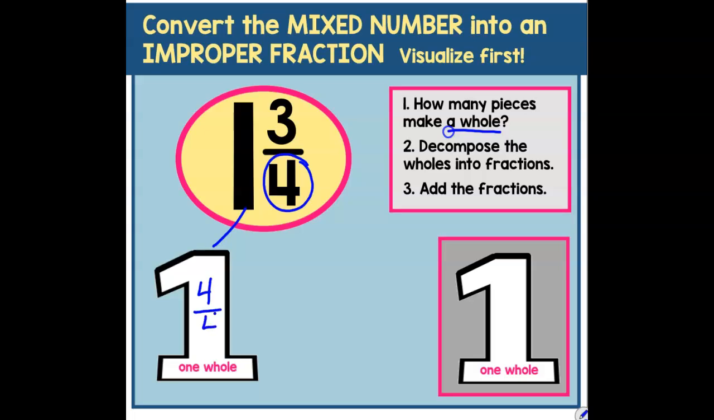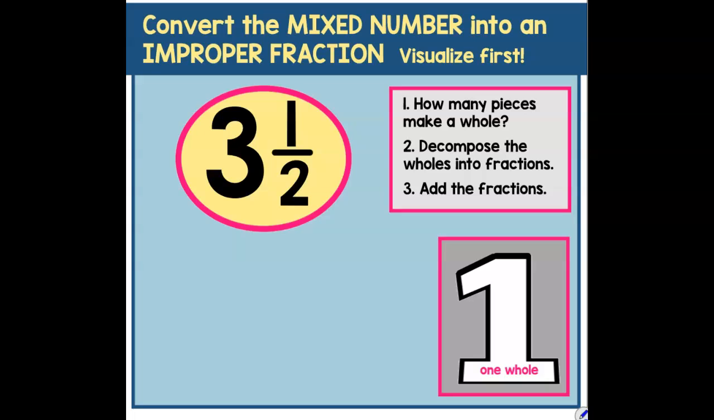Remember how we said we can write one whole any way we want? We could write it as 4/4, 10 tenths. But in this example, 4/4 is going to be the best way to write it because now I can easily add it to the 3/4 that I have left over. So the 4/4 plus the 3/4 is going to give me 7/4, which would be my improper fraction.